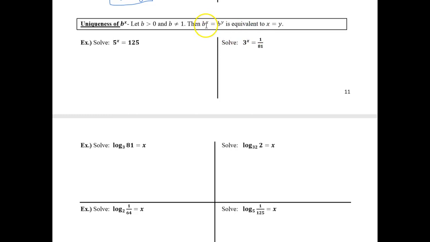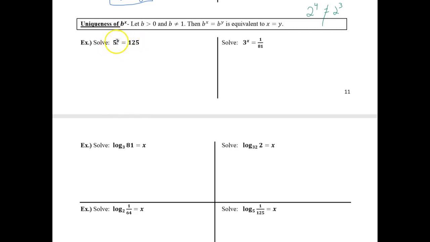Essentially, that's saying if they have the same base, then their exponents have to be equal too, which makes sense, right? I couldn't have 2 to the 4th power equaling 2 to the 3rd power. That's not equal, right? They're going to give us different values. So that's all this is saying: if the two bases are equal, the exponents have to be equal as well. So if I have an example like this, it says solve 5 to the x equals 125.